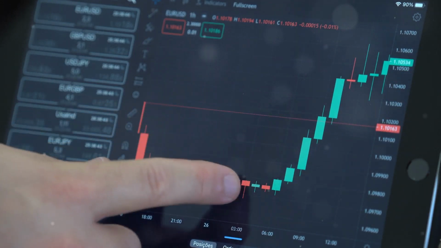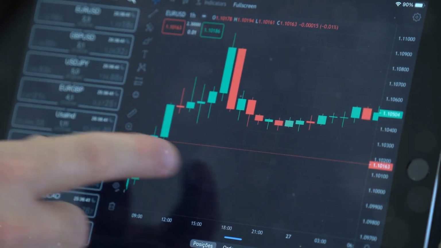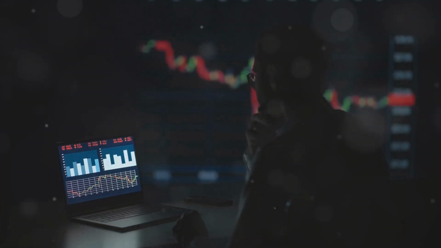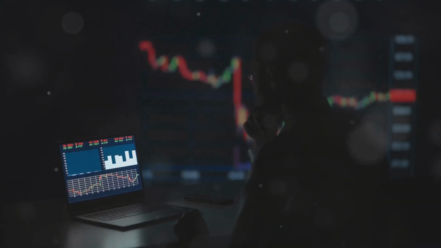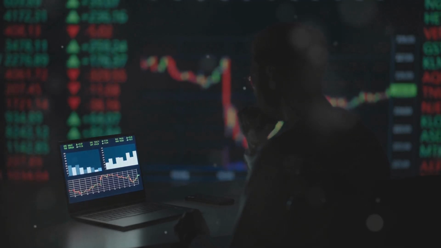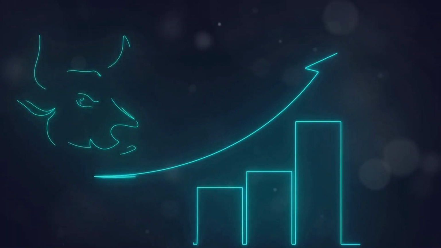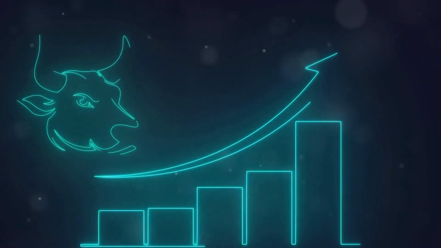Now, let's break down the different types of candlesticks you'll encounter. These patterns help traders like us spot trends and reversals in the market. We're going to start with bullish candlesticks. First up are bullish candlesticks.